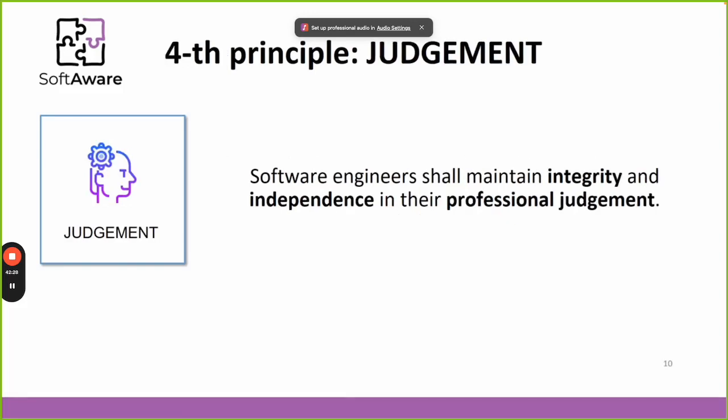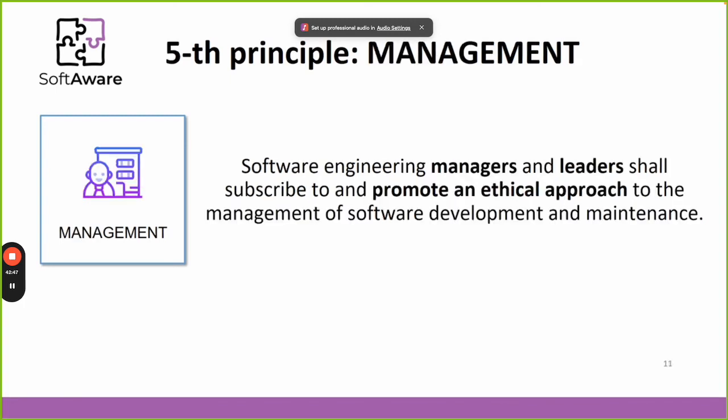The fourth principle is called judgment. Software engineers shall maintain integrity and independence in their professional judgment. You need to maintain professional objectivity with respect to any software or related documents. Also, do not engage in any improper financial practice.